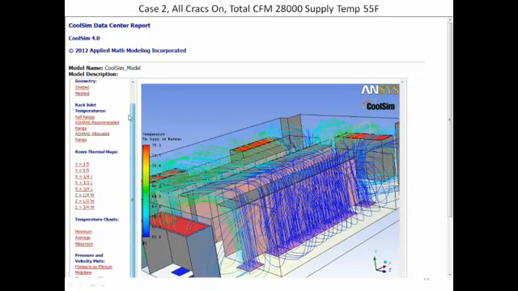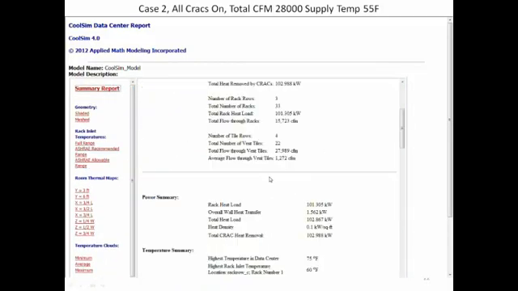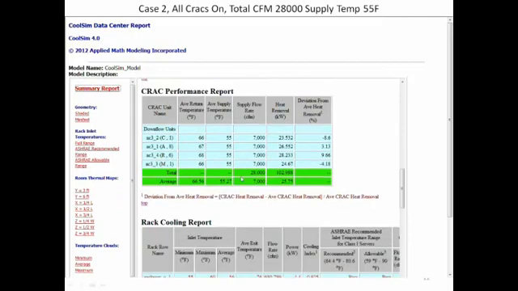Again, here, if we take a look at our returns, I bet the delta T across our CRAC units is going to be awful. And there we have 11 degrees on one and 12 degrees on another. So just nowhere near where we need them to be.